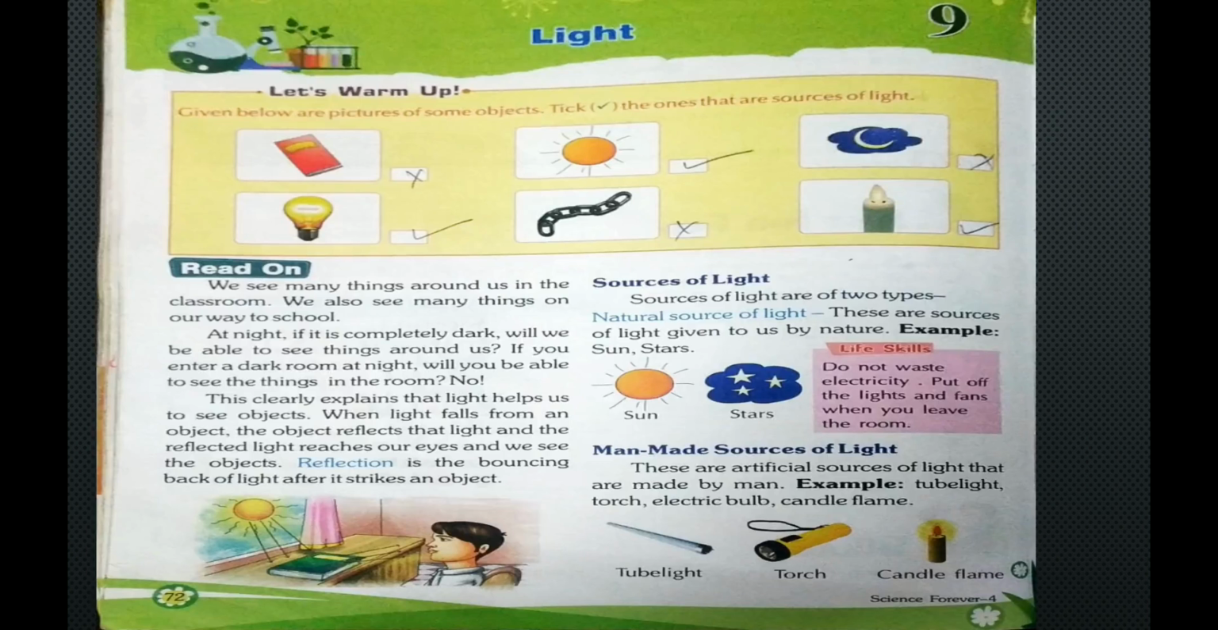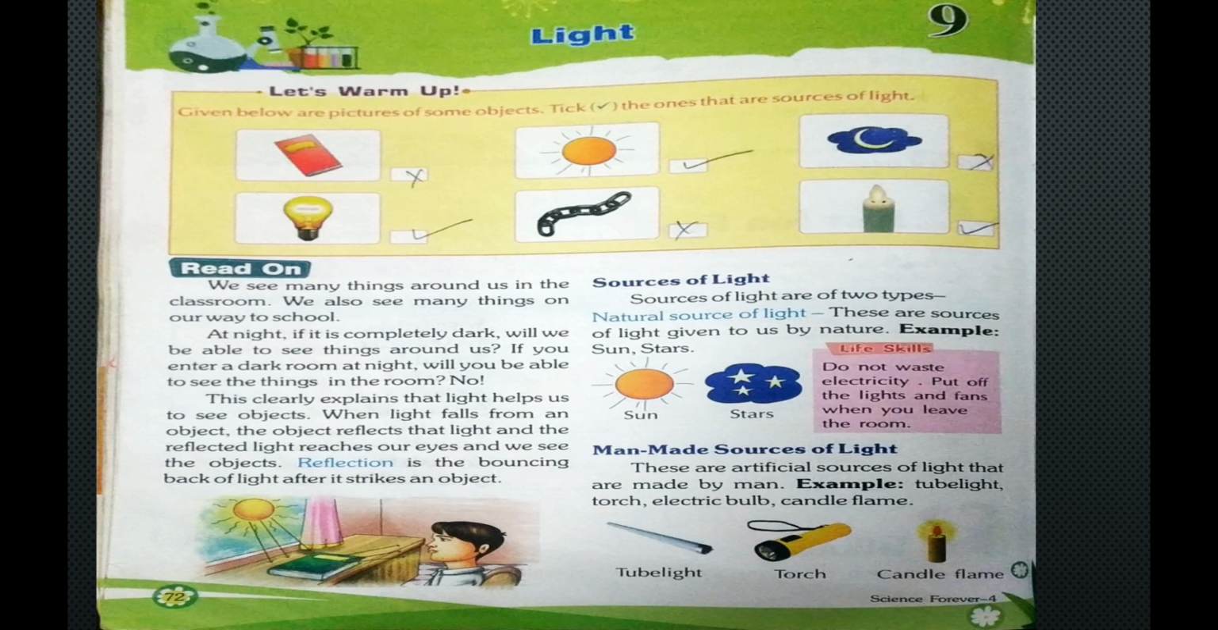Let's warm up. Given below are pictures of some objects. Tick the ones that are sources of light. You are seeing so many pictures here, and you have to tick the ones which are sources of light. First is a book. This is not a source of light, so you will cross it. The second picture is of the sun. This is a source of light, so we will tick it.